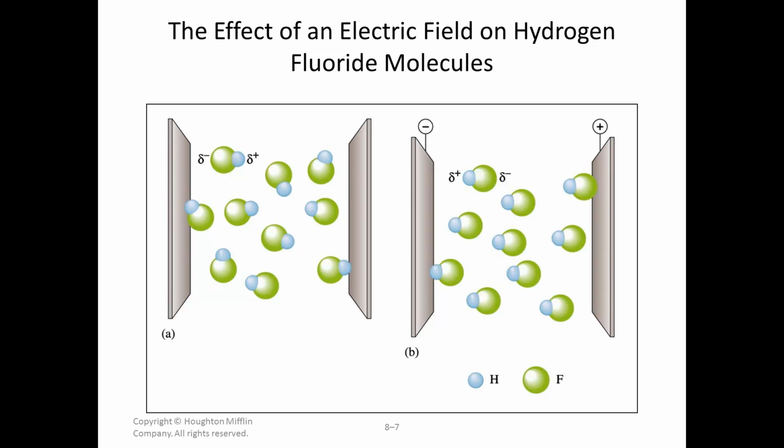If we put this molecule into an external field, then the molecules will orient themselves with the partially positive end toward the negative pole and the partially negative end toward the positive pole. In the absence of an external electric field, the molecules are random, as is shown in A.